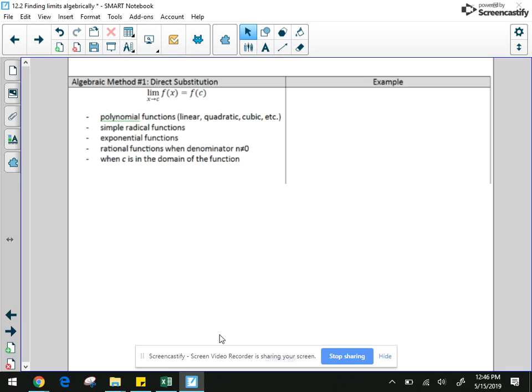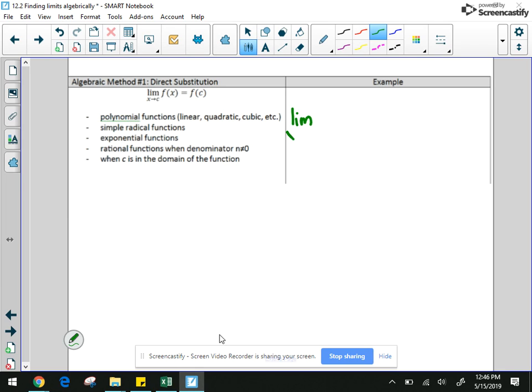Some examples over there on the left side: you will use direct substitution in polynomial functions, linears, quadratics, cubics, radical functions, as long as it doesn't cause you a domain error and you have a value that's in the domain, exponential functions, rational functions, again, as long as you're not dividing by 0. Pretty much in a nutshell, anytime that c is in the domain of the function, you can directly substitute in and get a value. For example, let's take a polynomial function.